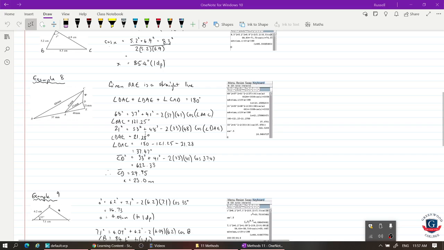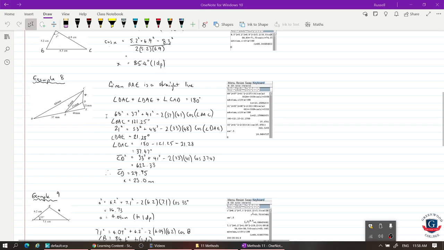Example 8, we're now starting to get into composite problems and mixed problems. We've been given that BAE is a straight line. Given that, we know that for the triangle, the angle BAC, plus the angle CAD, plus the angle DAE, should add up to 180 degrees. We're going to use that property to find this side x that we're trying to get.